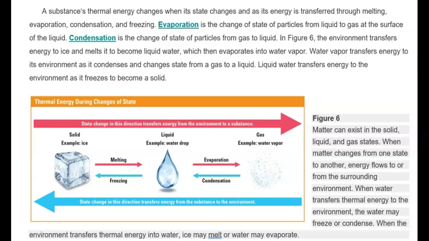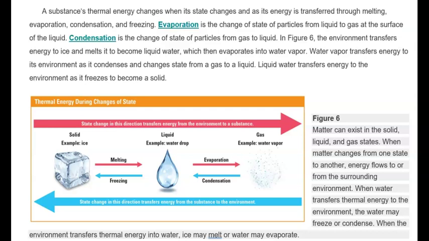When it melts, it transfers energy from the air, the environment, to the substance, and it becomes water. When water evaporates, it gains energy from the atmosphere, and it changes into a gas. Now, if we go the other way around and we start with condensation on the right, water vapor is losing energy to the environment and condenses and becomes a water drop. Then the water drop loses energy to the air and freezes and becomes an ice cube.